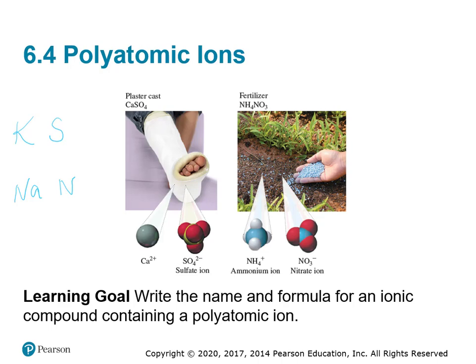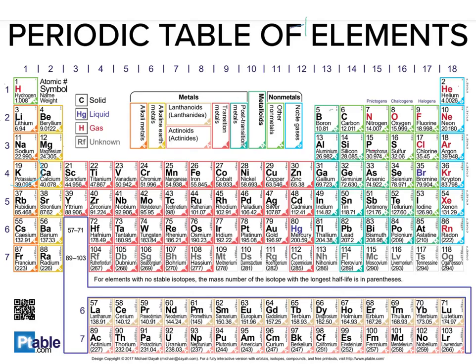Hello Chem 100. This next section is about polyatomic ions. So far, we have been making ionic compounds with two elements. For example, if I wanted to make a compound with potassium and sulfur, potassium is right here.